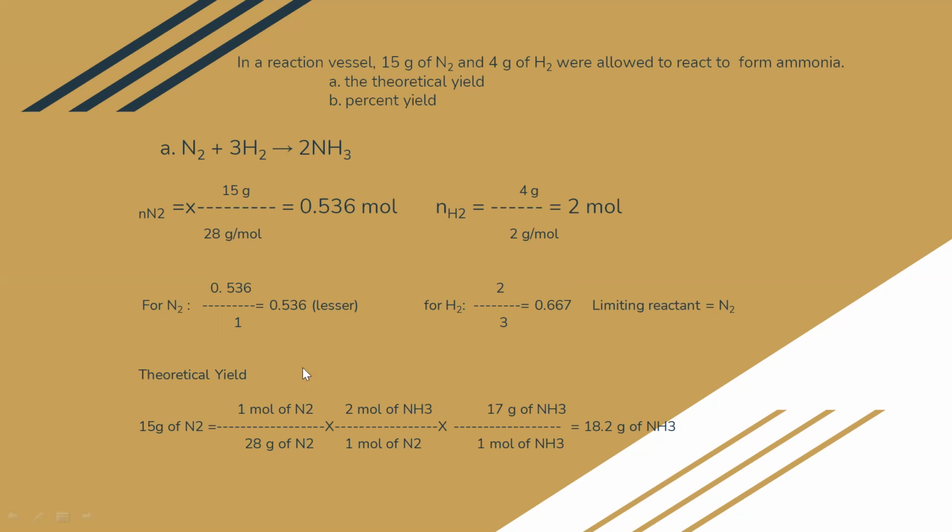Now for the theoretical yield, we have 15 grams of nitrogen gas, so therefore 1 mole of nitrogen gas over 28 grams of nitrogen gas, which is the molar mass, times 2 moles of ammonia over 1 mole of nitrogen gas, times 17 grams of ammonia, which is the molar mass, over 1 mole of ammonia. Therefore, we have 18.2 grams of ammonia, with the other units canceled out. So the main unit is grams of ammonia. The answer is 18.2 for the theoretical yield.